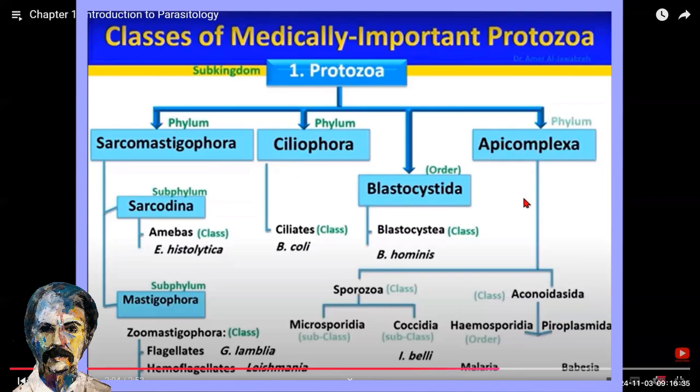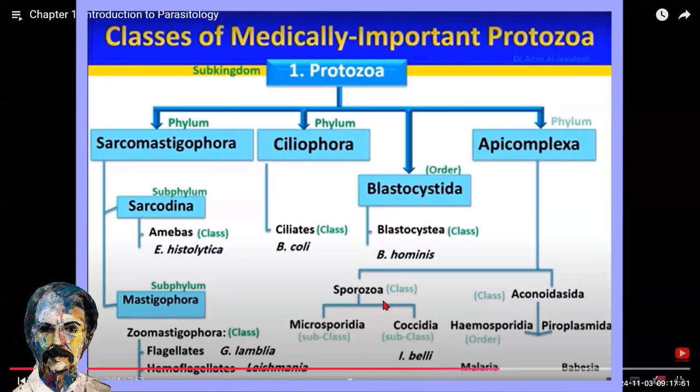Then we go to the Apicomplexa. All of them are protozoa. In Apicomplexa, we have two branches, Sporozoa and Aconoidasida. In Aconoidasida, we have two, Haemosporida and Piroplasmida. Haemosporida, like malaria, we'll talk about malaria in detail, the four species. Piroplasmida, Babesia. Also, we'll talk about Babesia.